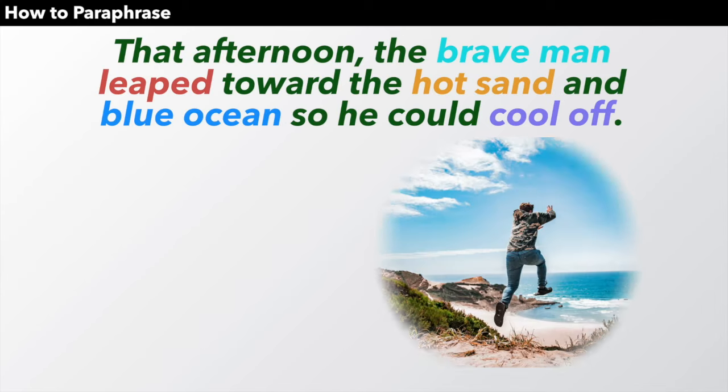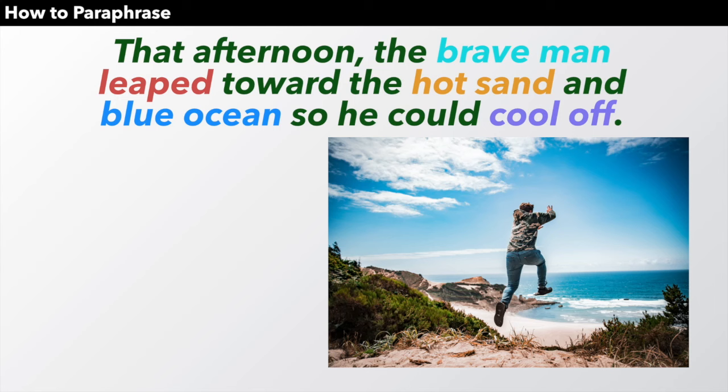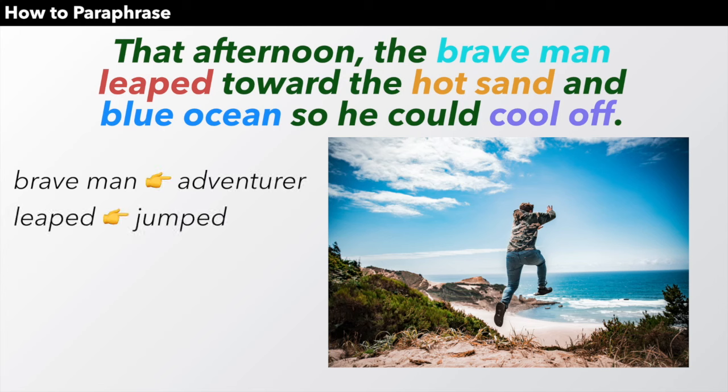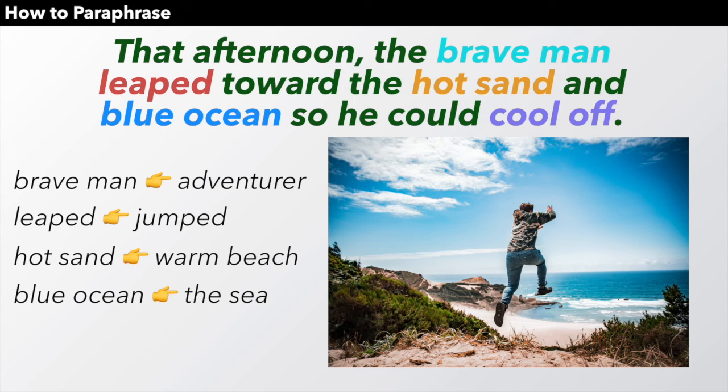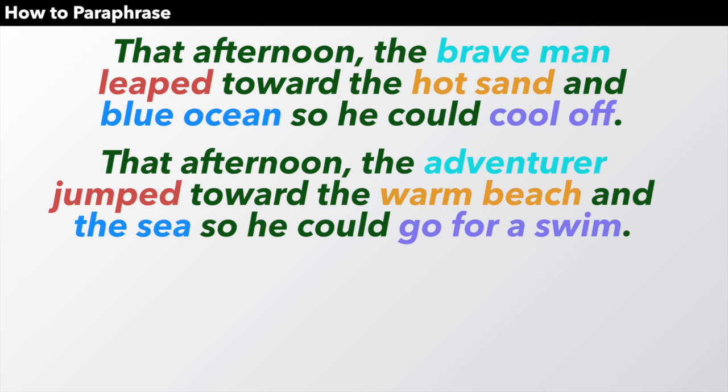That afternoon, the brave man leaped toward the hot sand and blue ocean so he could cool off. Let's find some synonyms for these colored words. We could change brave man to adventurer, leaped to jumped, hot sand to the warm beach, and blue ocean to the sea. These are all synonyms. Cool off could totally change to go for a swim, since that is the idea. And here it looks now. That afternoon, the adventurer jumped toward the warm beach and the sea so he could go for a swim.